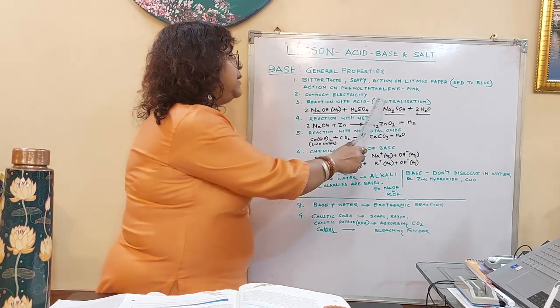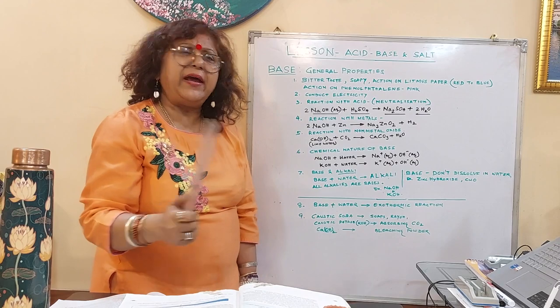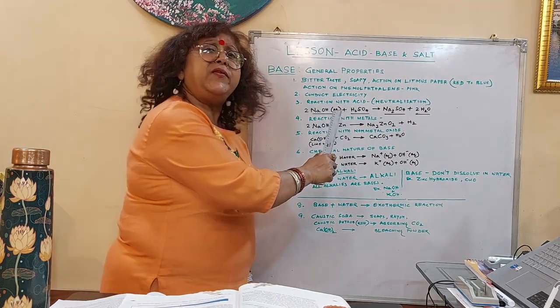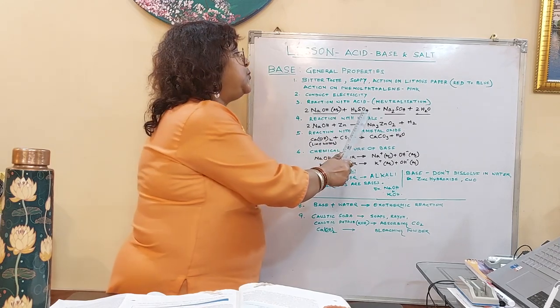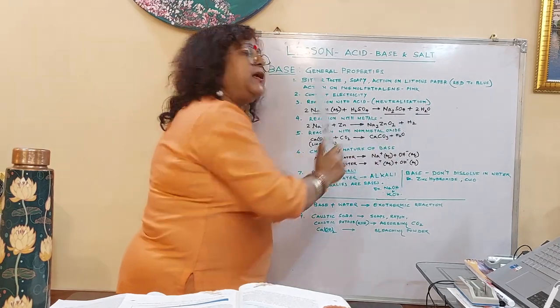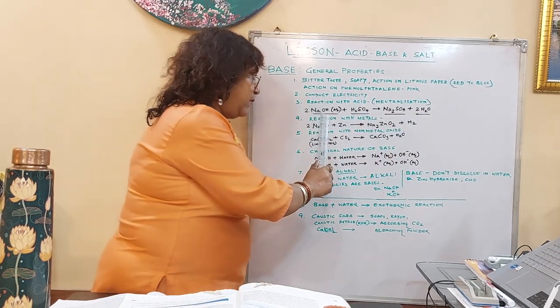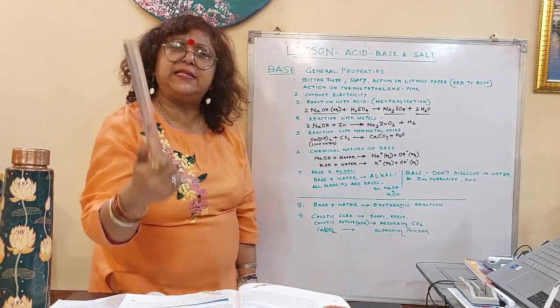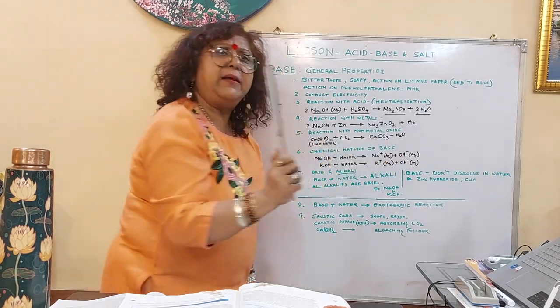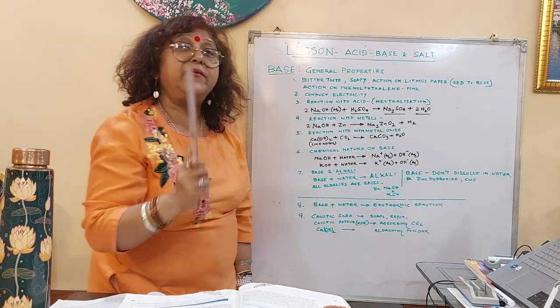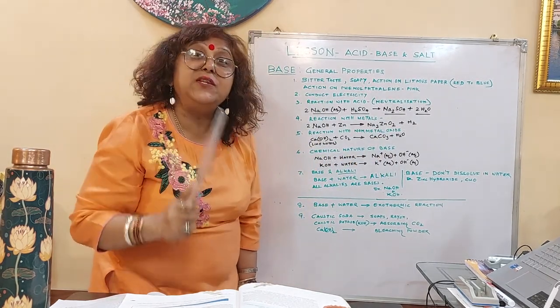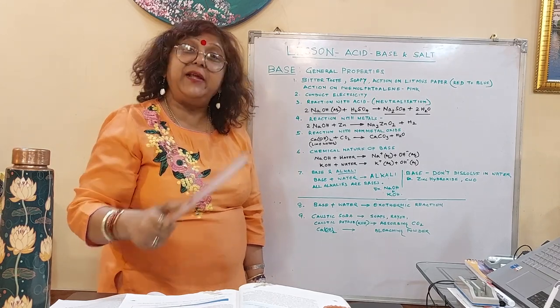Now this neutralization reaction, you can write, I have given you the example of 2NaOH aqueous, always write the state, plus H2SO4 gives sodium sulfate plus water. This is one example. You can write NaOH plus HCl gives salt and water. The products formed on neutralization are salt and water. It's a very, very important reaction of base, and neutralization reactions have many applications in our life.